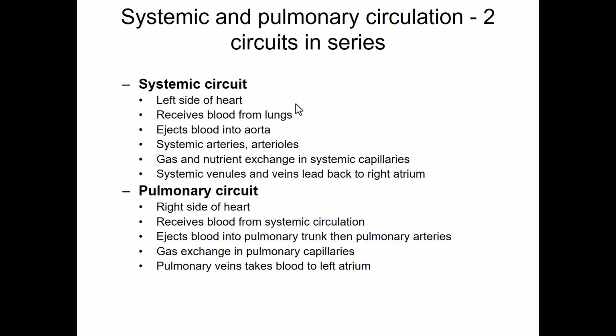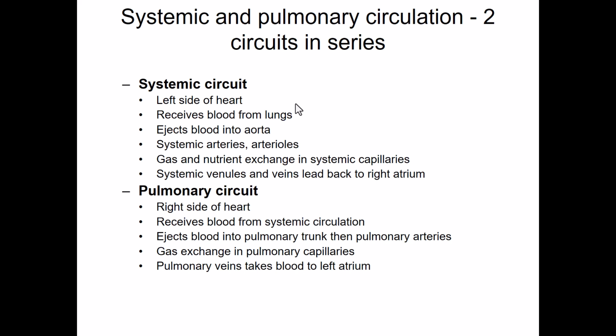It's important that you know how to trace a drop of blood through the heart through the systemic and pulmonary circuits. So the systemic circulation, like we've said before, goes from the left side of the heart back to the right side of the heart. I remember it because it supplies blood to the body systems.